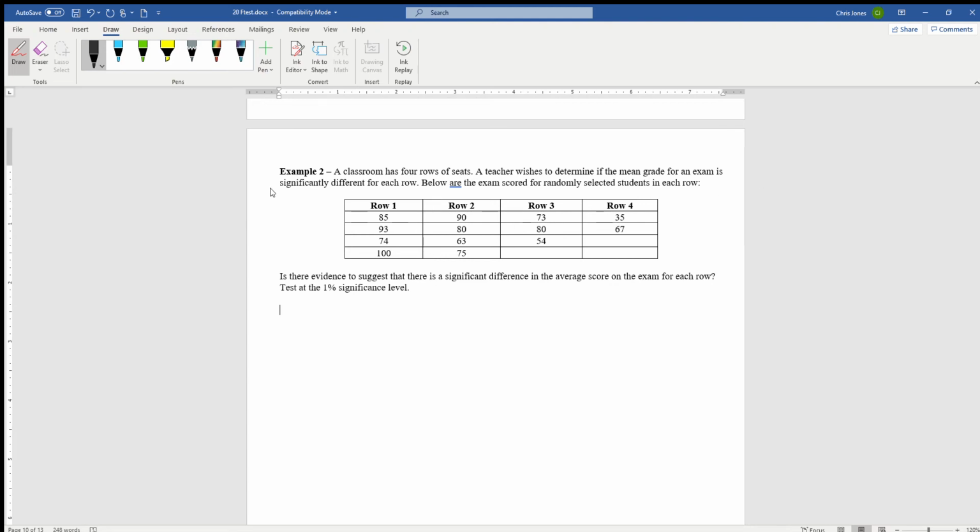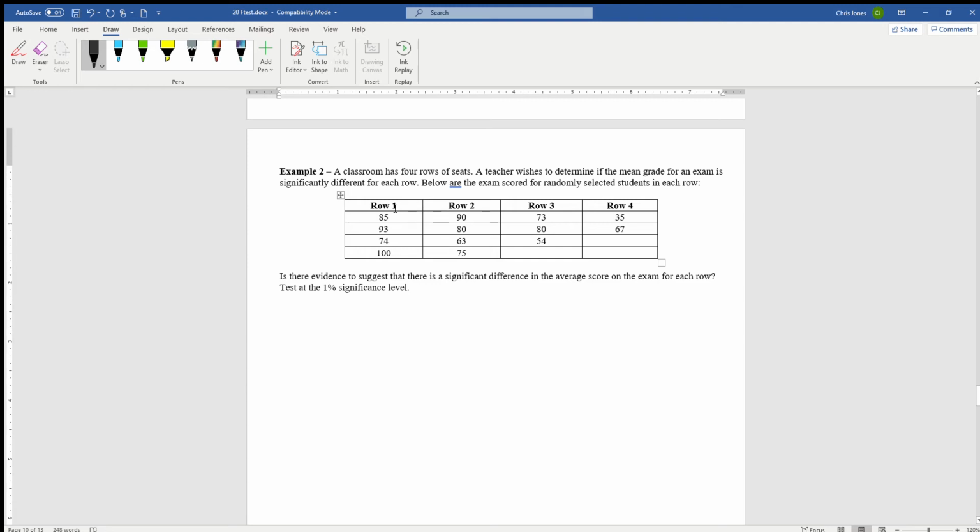So hopefully you had an opportunity to work through this last problem with respect to the F distribution. A classroom has 4 rows of seats. The teacher wishes to determine if the mean grade for an exam is significantly different for each row. Below are the exam scores for randomly selected students in each row. So we basically have row 1, row 2, row 3, row 4.